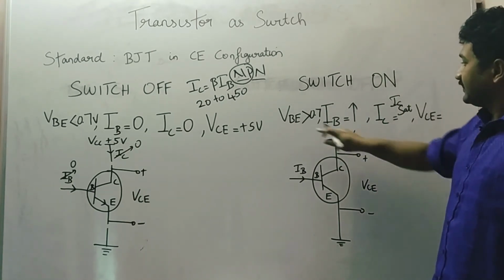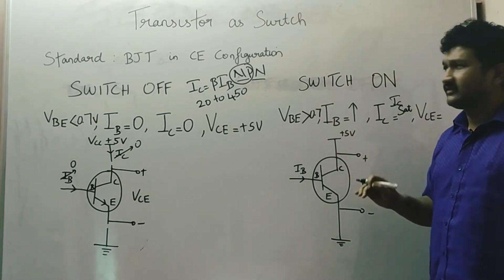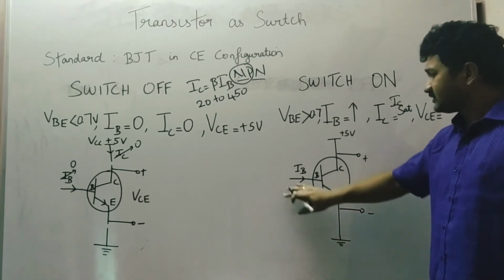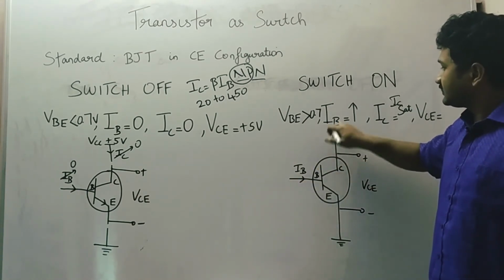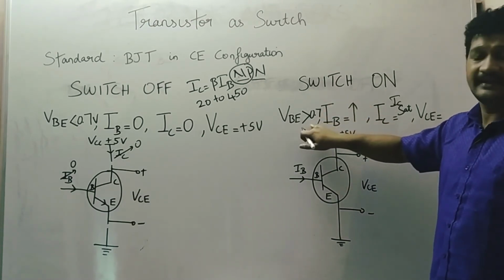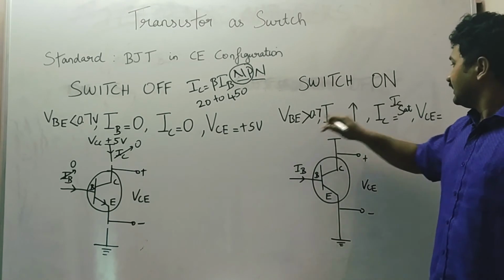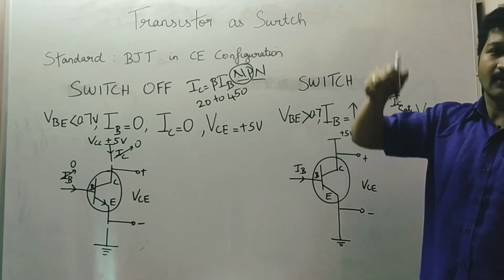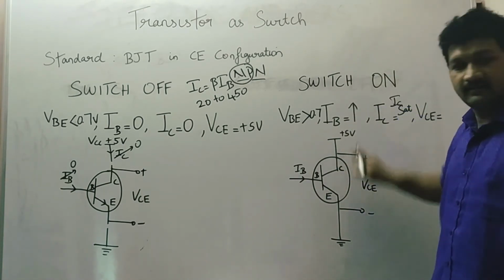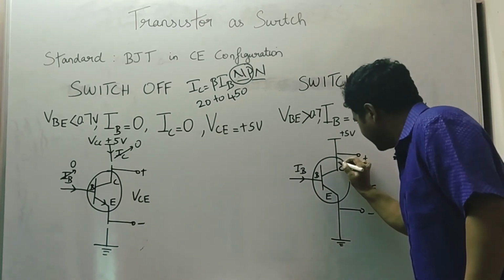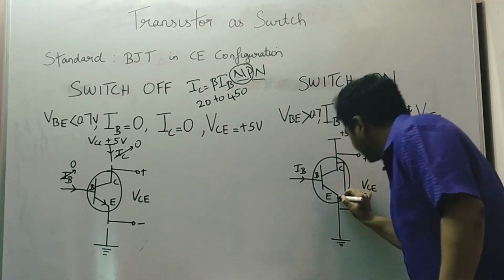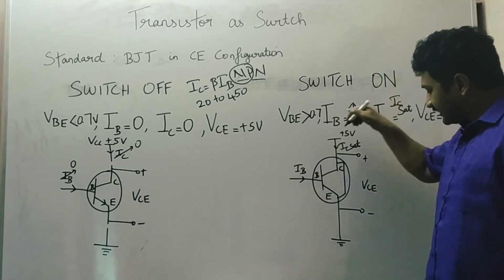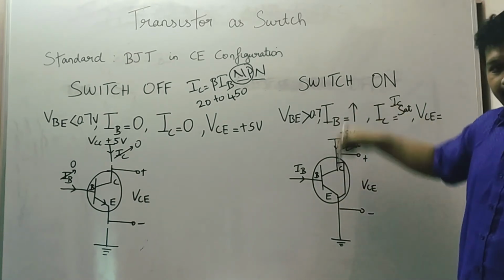So what will happen? VBE greater than 0.7, what will happen at 0.7? This PN junction diode starts to conduct. If this PN junction starts to conduct and VBE becomes far greater than 0.7, IB becomes maximum and IC goes to its saturation value, which means there is maximum or full flow of collector current in this transistor. So this means this is a closed circuit. Maximum saturation collector current flows in this line.